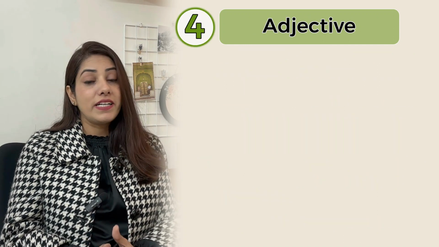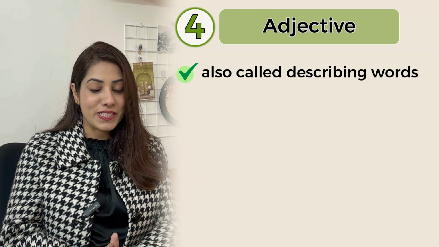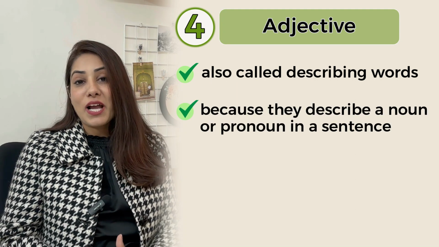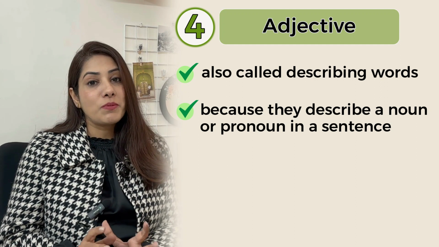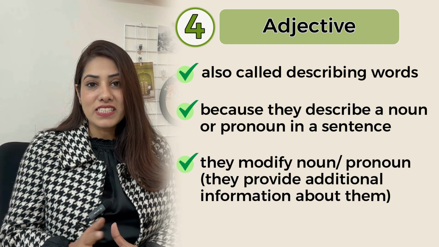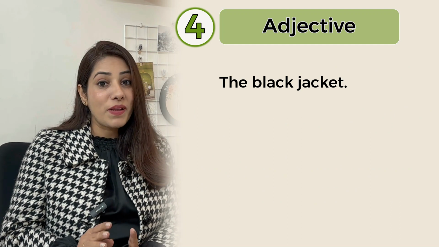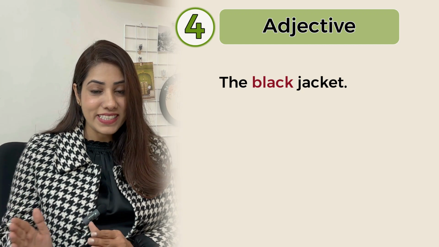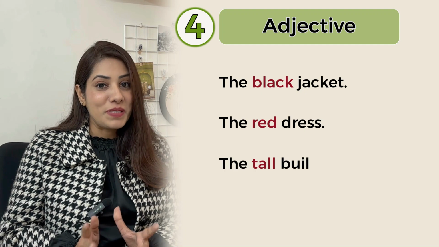Now moving on to adjectives. Adjectives are also called describing words. They are called describing words because they describe a noun or pronoun in a sentence. They modify a noun or a pronoun and they provide additional information about it. Like the black jacket, the word black here is providing additional information about the noun jacket. So black is an adjective. The red dress, the tall building.